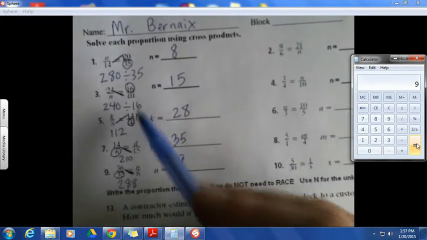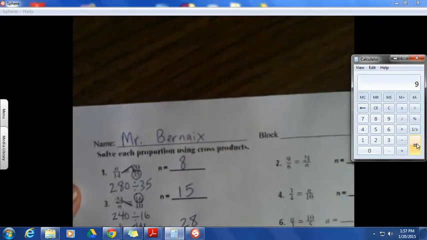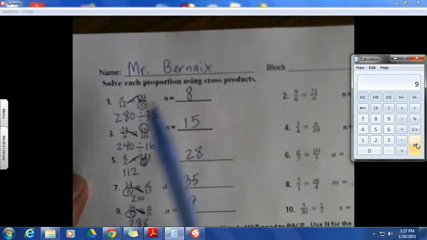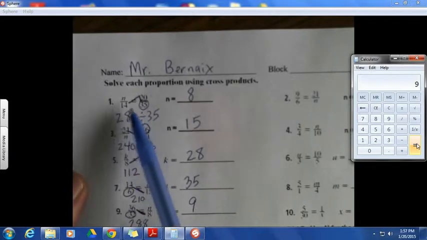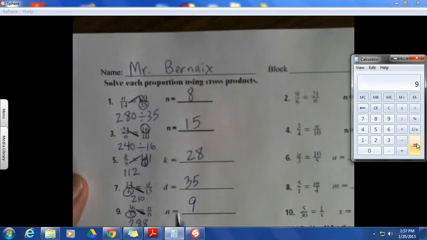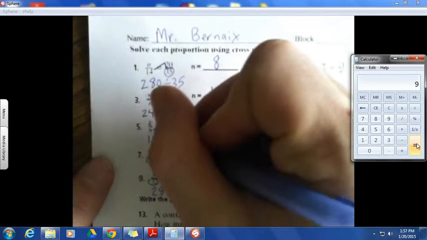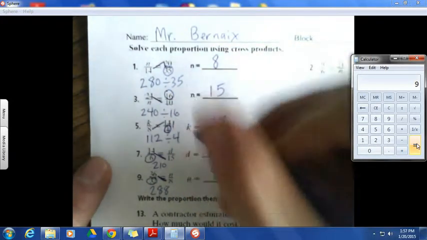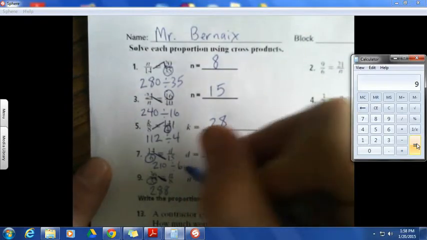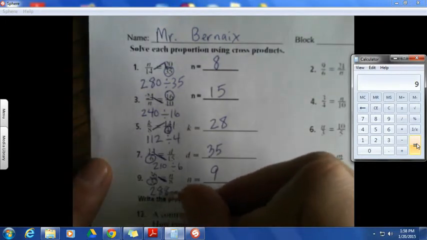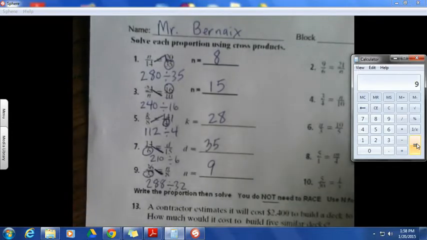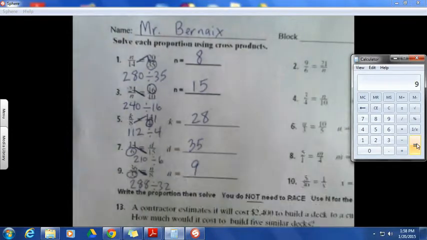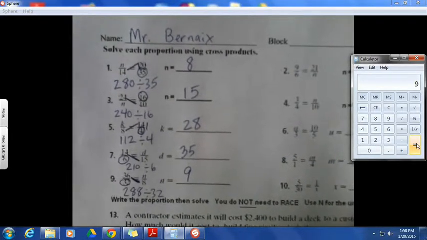And this is enough work to show it. These first couple problems, I'd like to see the product of your multiplication and then what number you're dividing by. So I'm going to fix the last few. This one should read 112 divided by 4, 210 divided by 6, and 288 divided by 32. And that's a good enough job of showing your work. That's all that I'll require of you.